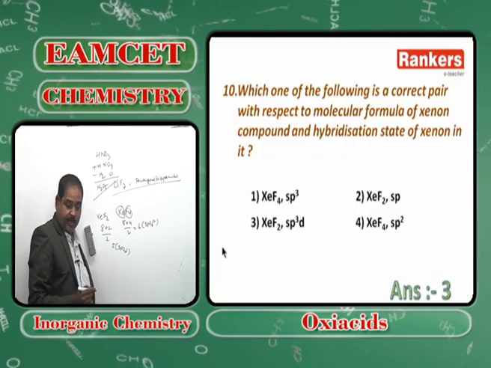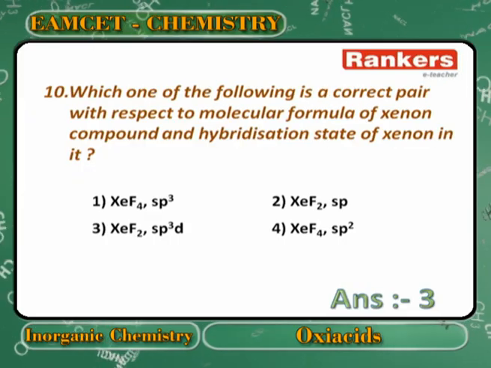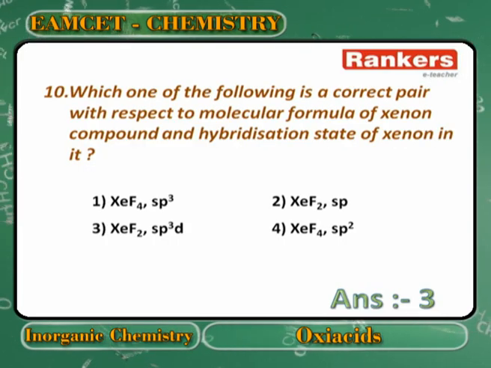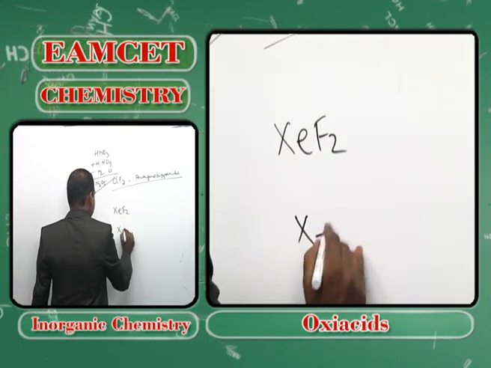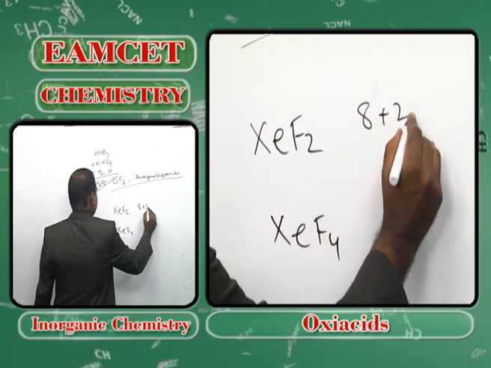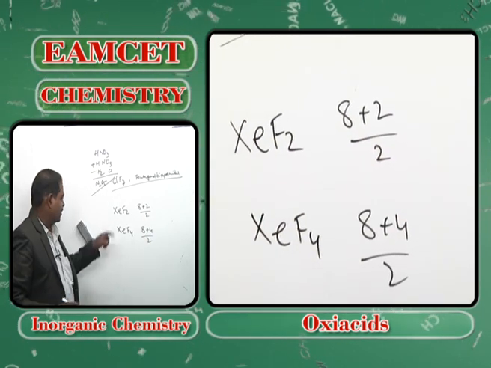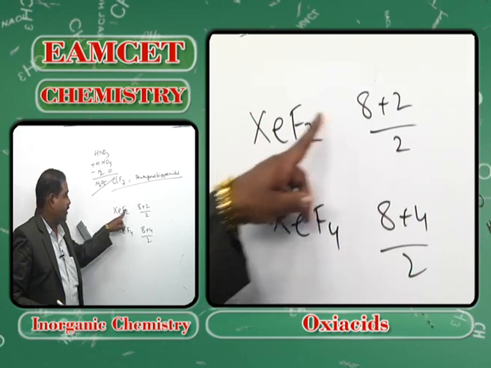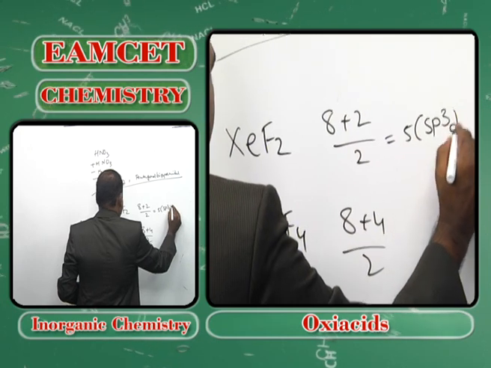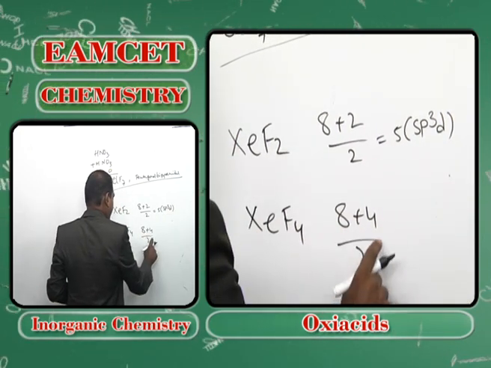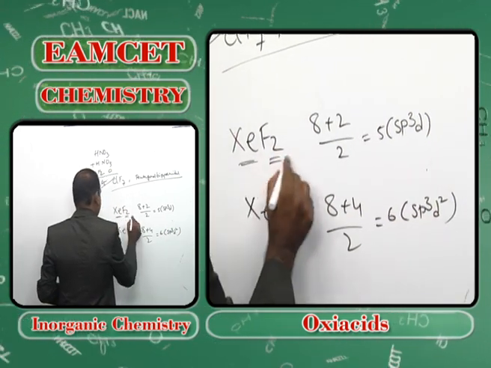Next, XeF2 sp3d, yes, we already got it. So answer is 3. And XeF4 sp2, not at all, because we already know. So the question is about XeF4 and XeF2 only. It is enough if you know the hybridization of XeF4, XeF2. For the benefit of some of the late tuners, xenon has 8 valence electrons. 8 plus 2 by 2, 5, sp3d, and 8 plus 4 by 2, 6, which is sp3d2. So valence electrons plus monovalent atoms.